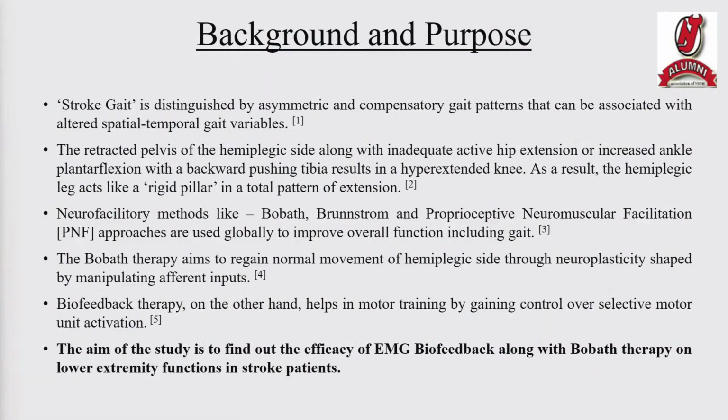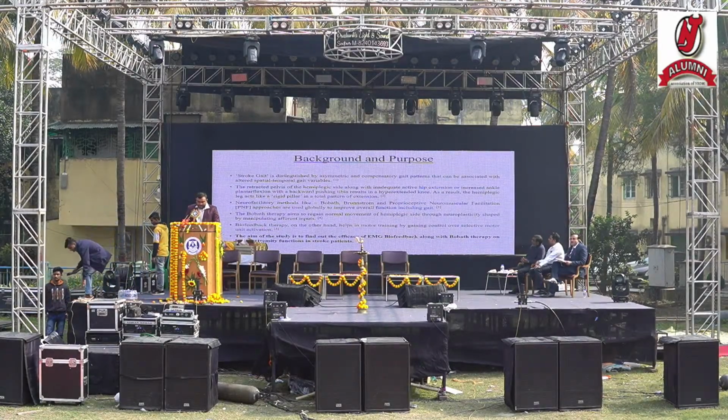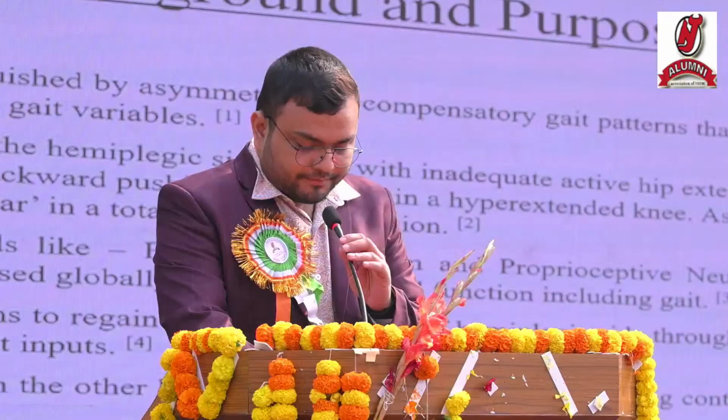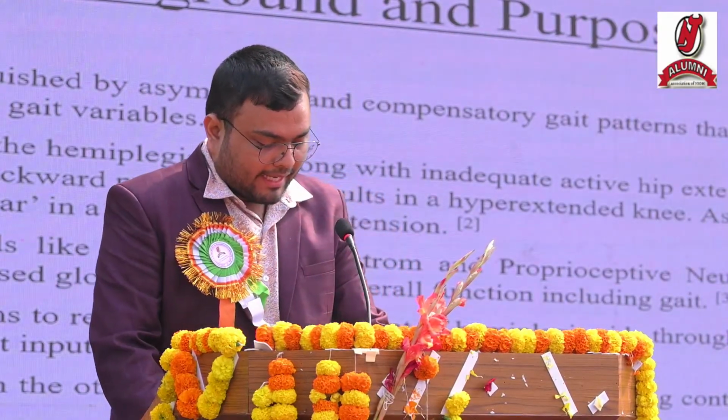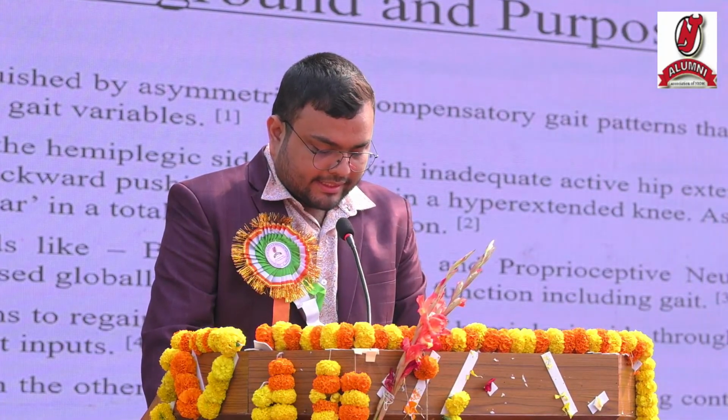So the background and the purpose. Stroke gait is distinguished by asymmetric and compensatory gait patterns that can be associated with altered spatial temporal gait variables. The retracted pelvis of the hemiplegic side along with inadequate active hip extension or increased ankle plantar flexion with a backward pointing results in a hyperextended knee.